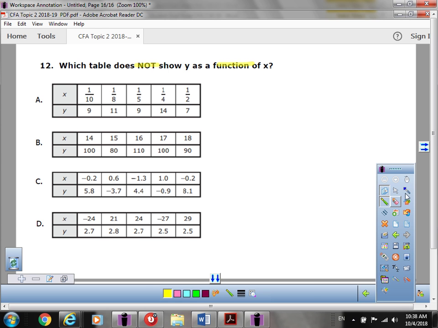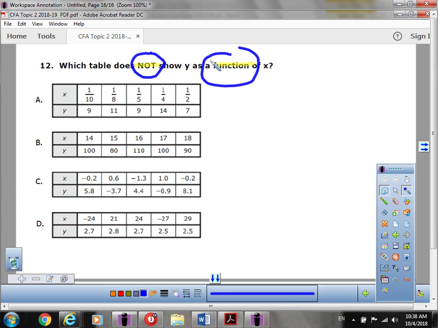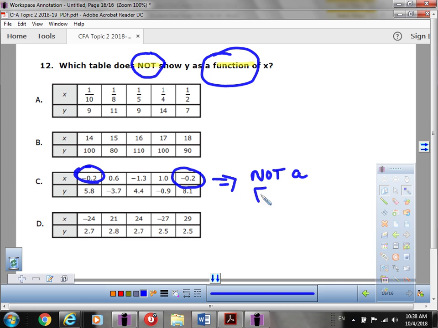So the two keywords are what? What did I have out here? Not. And what else? Function. And that's what you need to focus on. They want the one that was not a function. Now, we know what function means. Function means no repeated x's. So if it's not a function, then we're looking for the one that has repeated x's. And right here, this table is the only one that has those repeated x's. So this is not a function. And that's the answer. That's the one we were looking for.